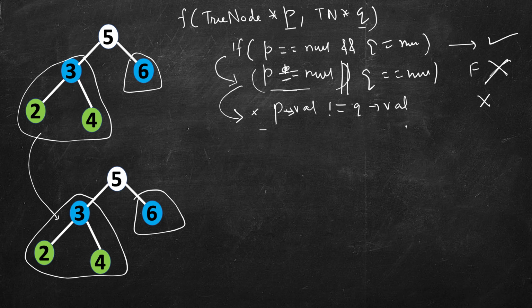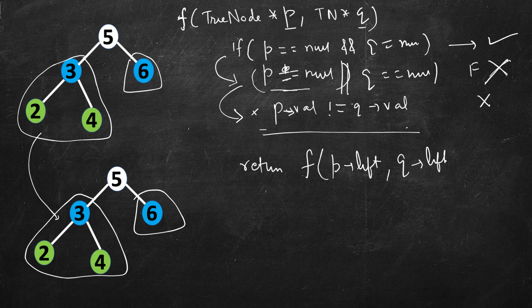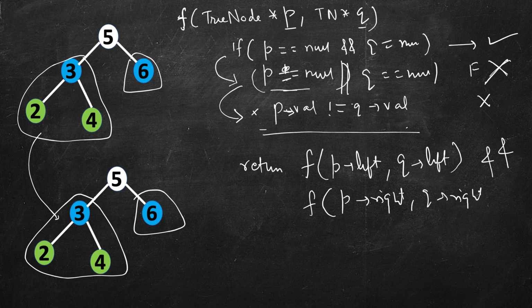So if it's valid till this point, it has not returned from here. That means here it's fine, for the root it's fine. So we return whatever is this function, I am calling it f, return f of p left, q left. So that will check if this subtree is same as this, and the same function on p right, q right, and we are done. So what this function will do, again recursively call on this and this. So first it will match the root. If they are same, it will recursively call on this and this, and similarly on this and this.